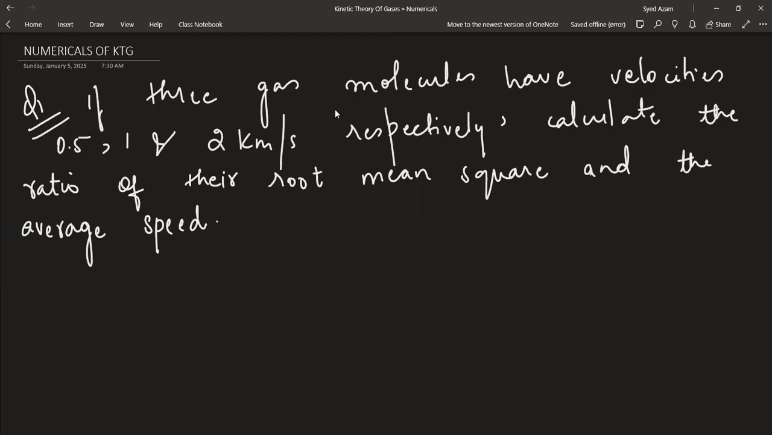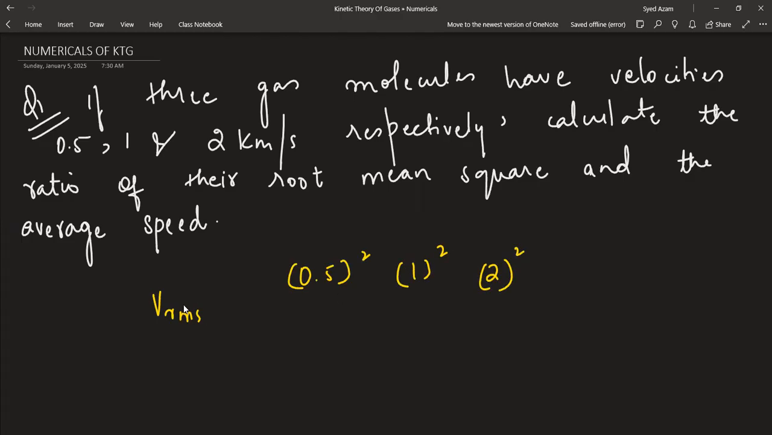The question says that if three gas molecules have velocities 0.5, 1, and 2 kilometer per second, you have to find the ratio of the RMS and the average speed. For calculation of the RMS, what did I tell you? RMS stands for root mean square, but when you are solving it, you first take the square. So this will be the square of 0.5, the square of 1, the square of 2.